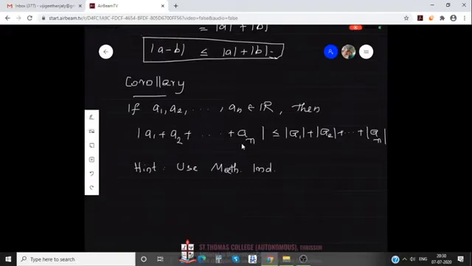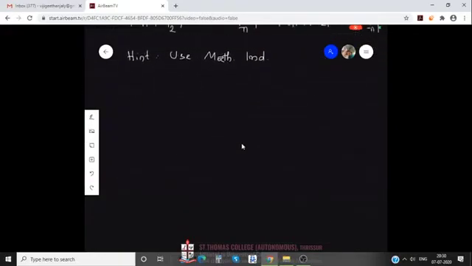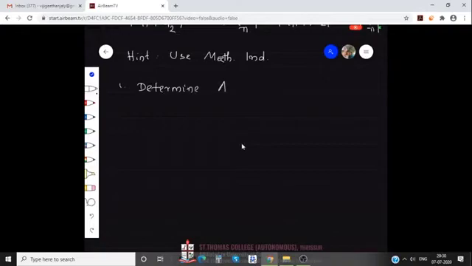Now I would like to discuss some problems using triangle inequality. So the first problem is: determine the set A equal to the set of all x element of R such that absolute value of 2x plus 3 is less than 7.